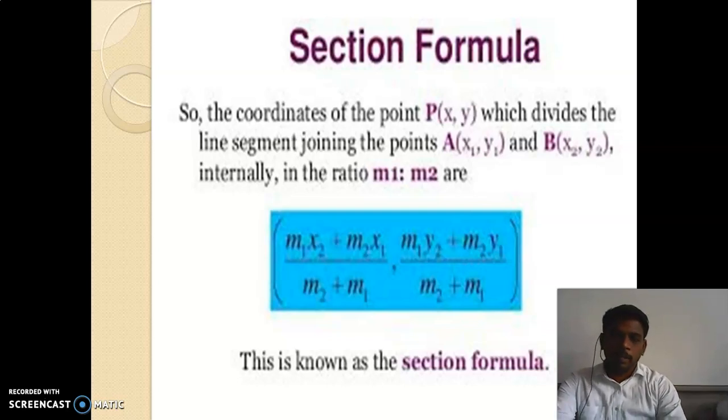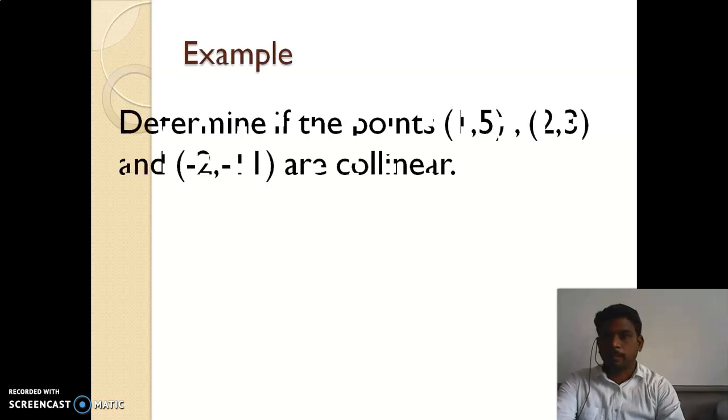Okay, and let us see the next example now. Determine if the points (1, 5), (2, 3) and (-2, -11) are collinear. Okay, so now we are going to check whether these 3 points are collinear or not. Collinear means what? The points which lie on the same straight line. Okay, so let us enter into the solution video now.